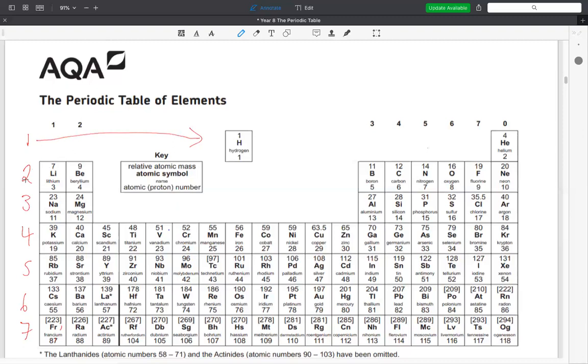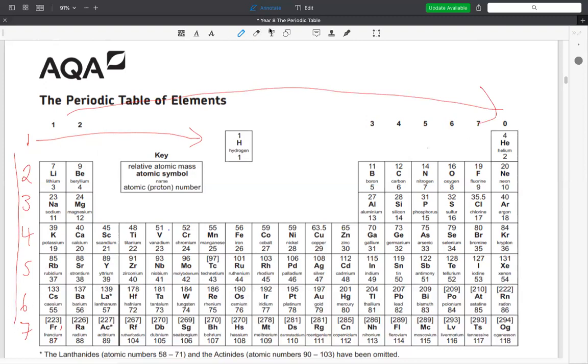Lithium, beryllium, boron, carbon, nitrogen, oxygen, fluorine, and neon are in period 2. Sodium, magnesium, aluminium, silicon, phosphorus, sulfur, chlorine, argon are in period 3, and these are in period 4, 5, 6, 7, and so on. So we have groups along and periods as we go down.